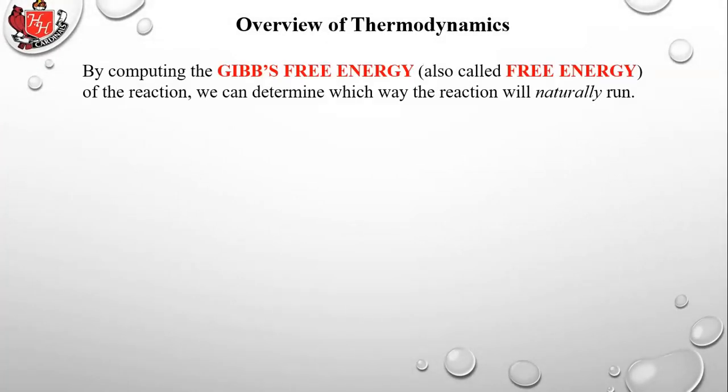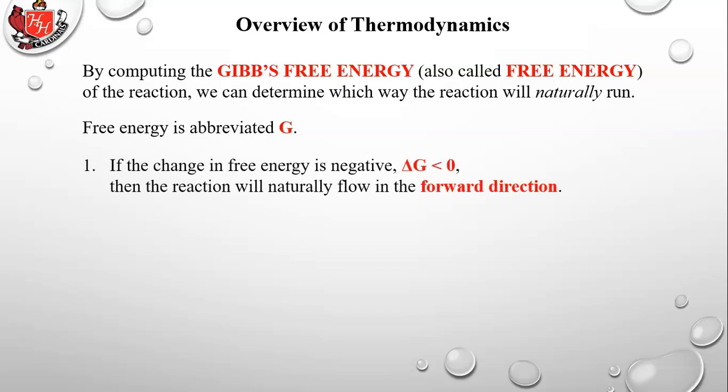By computing Gibbs free energy, also just called free energy, of the reaction, we can determine which way the reaction will naturally run. Free energy is abbreviated G. 1. If the change in free energy, delta G, is less than 0, then the reaction will naturally flow in the forward direction. In other words, it's releasing free energy, and that means that energy is going from a higher level to a lower level if delta G is negative.